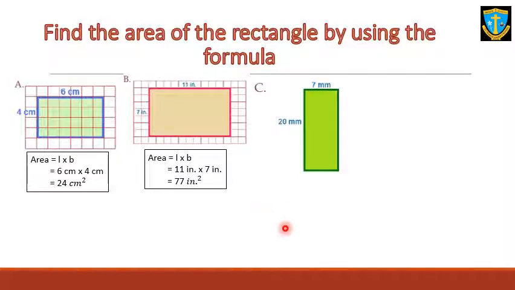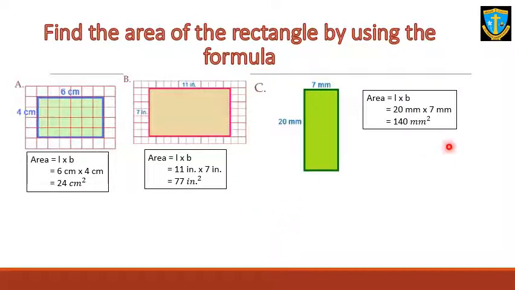Another example. Here the area will be equal to length multiplied by the breadth. Length is 20 millimeters, the longer side is the length, multiplied by 7 millimeters. Means millimeters. So 20 multiplied by 7 gives you 140.